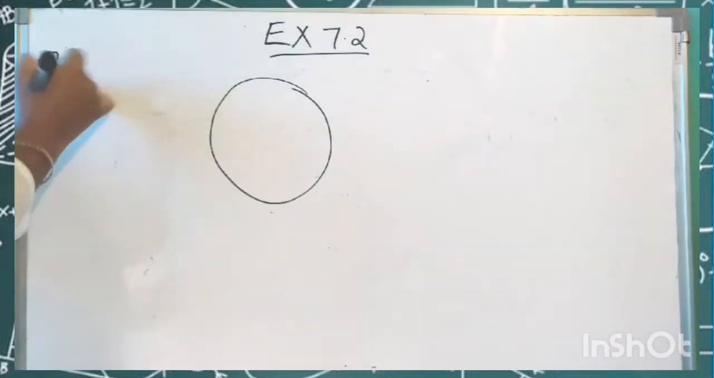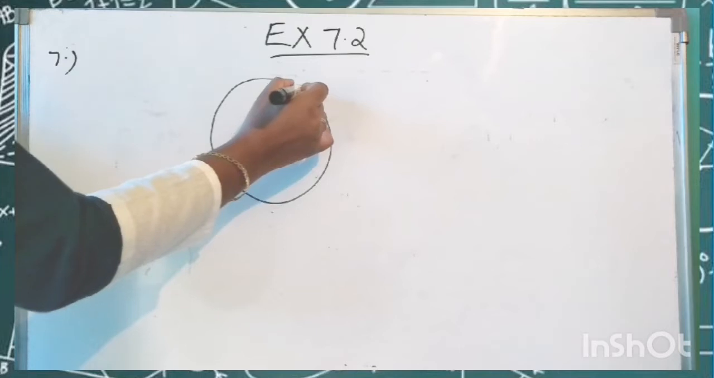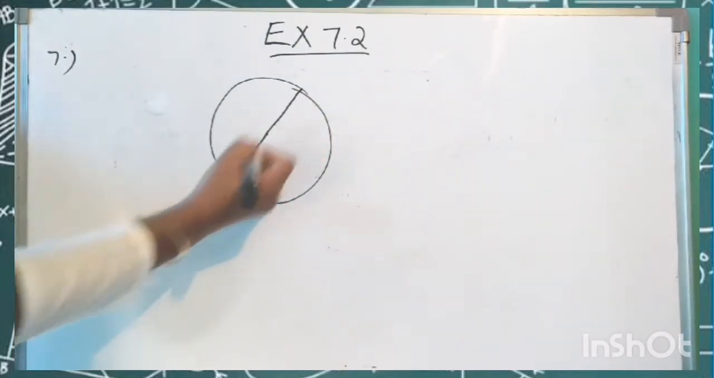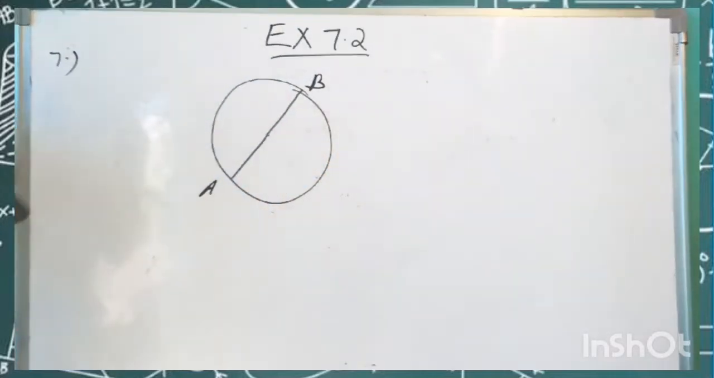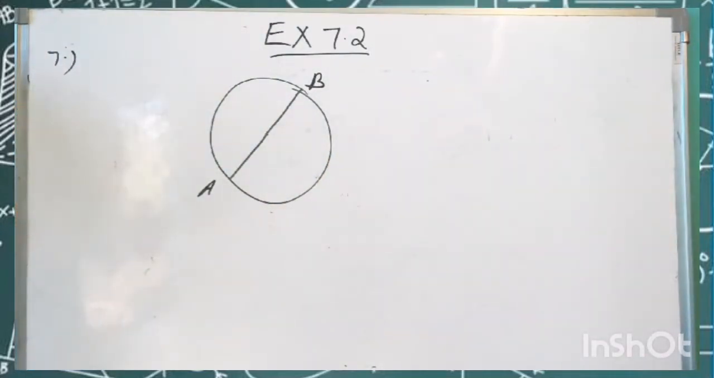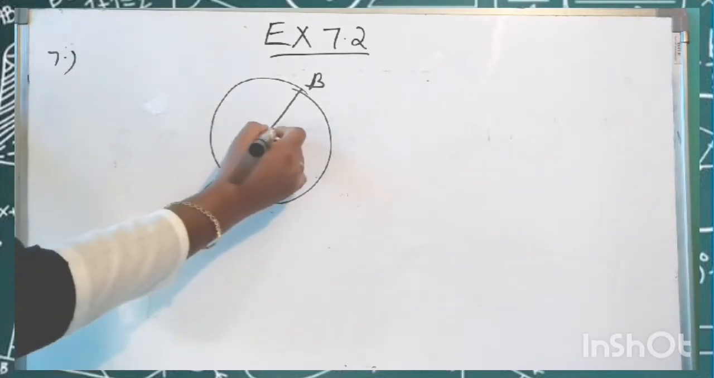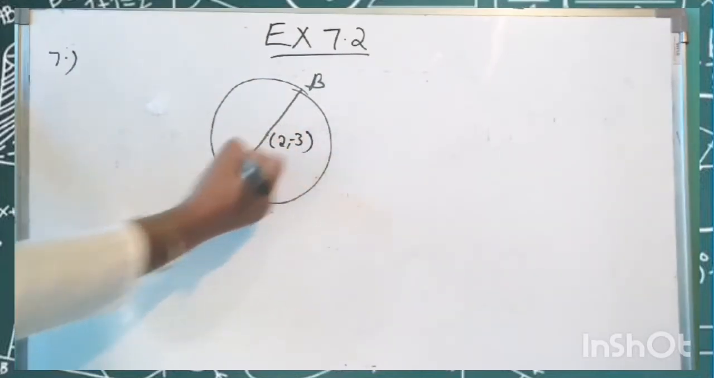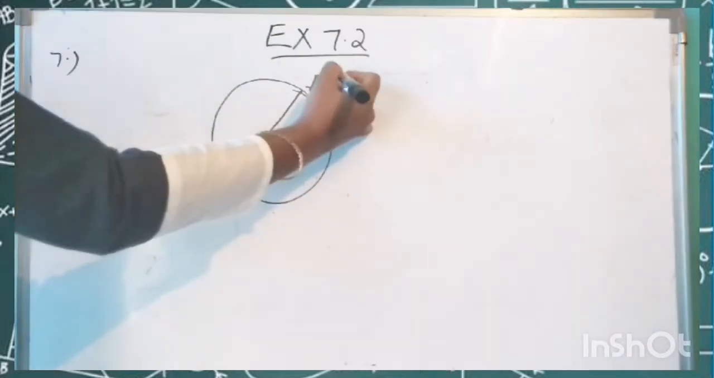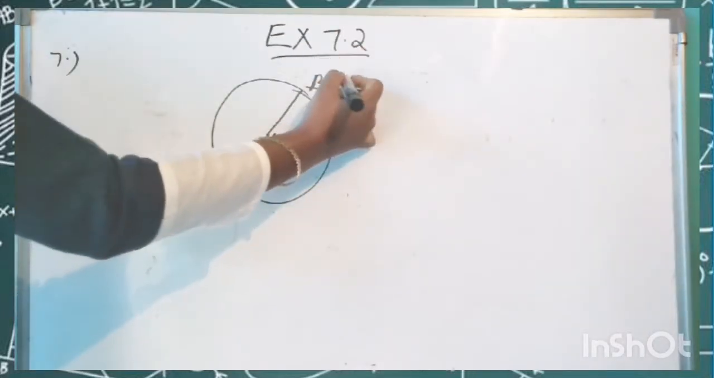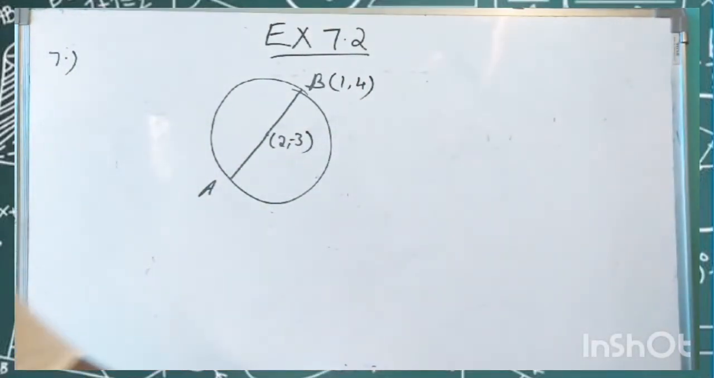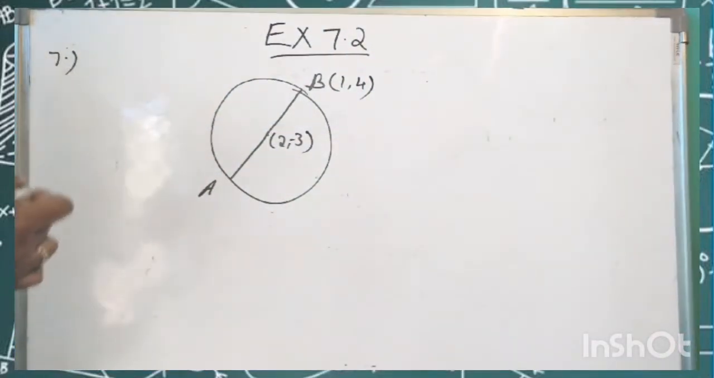Circle, center. Suppose this is a diameter, let it be A and this one be B. The center is given, that is the ordered pair (2, -3). The center is (2, -3), and B is also given, that is (1, 4). Now we need to find out the coordinates of A.